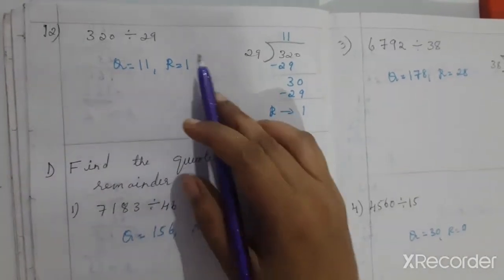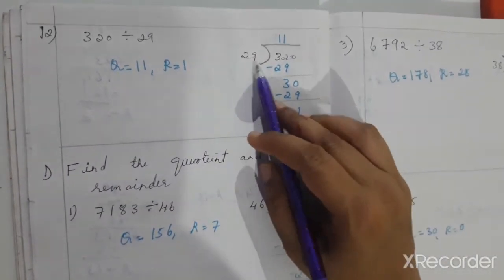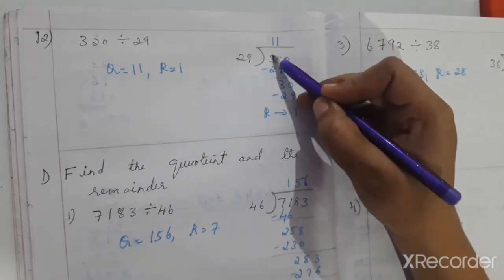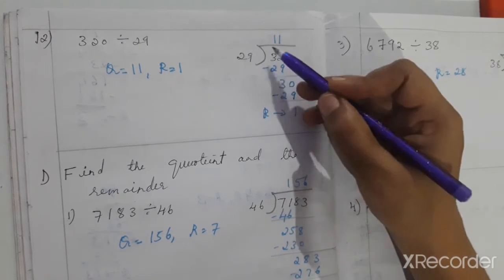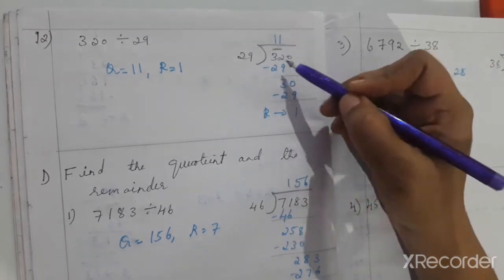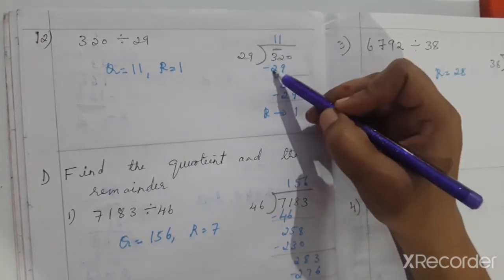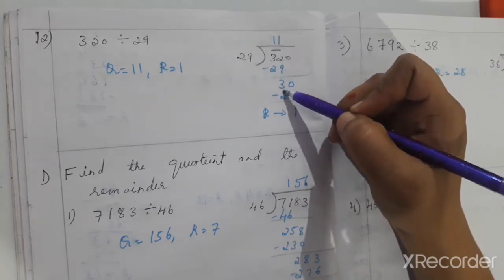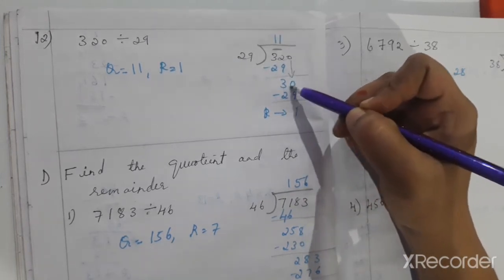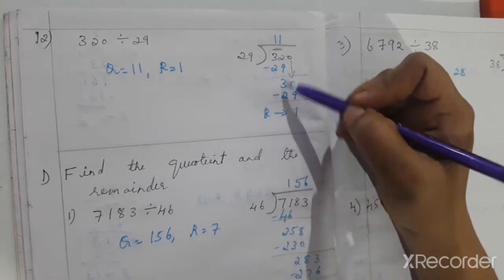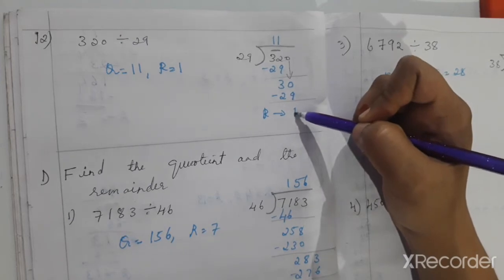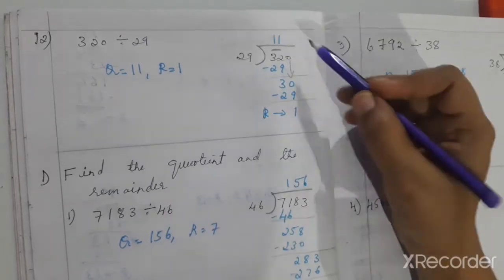12th one, 320 divided by 29. So 29 is a divisor, 320 is here. So 3 we can't take as a single number because it is less than 29. So we have to consider 2 digits, that is 32. 29 ones are 29, that is a nearer one. 32 minus 29 is 3 remainder, and bring 0 down. So now 30. Again 29 ones are 29, that is a nearer one. 30 minus 29, after subtracting, remainder is 1. Quotient is 11, remainder is 1.